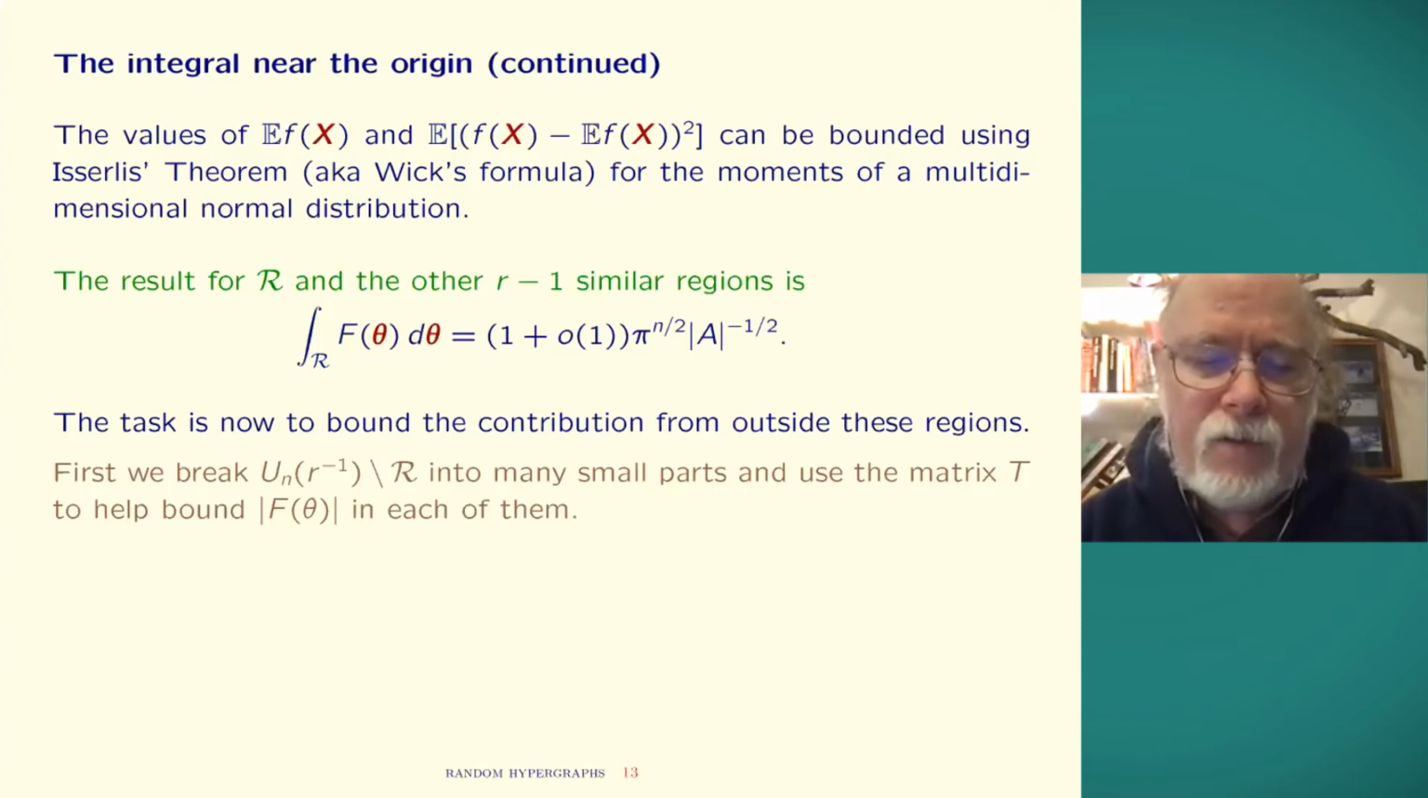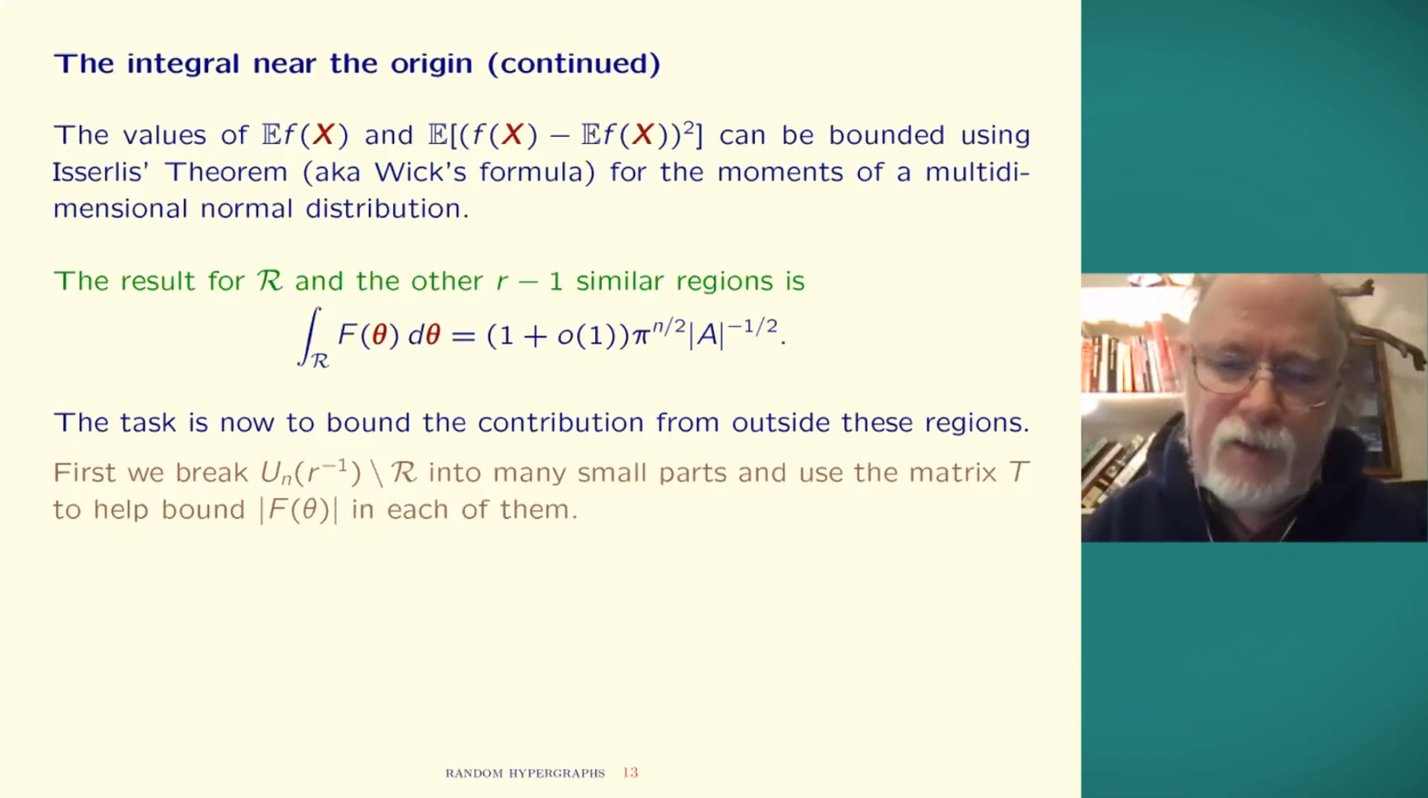And then inside those boxes, but outside these little regions, we divide into small parts, and we use the matrix T, again, just using the properties of T without knowing what it is precisely. We can use the matrix T to bound the function in each of those and therefore bound the integral. So now we've got the integral inside each of these boxes of size r minus 1.